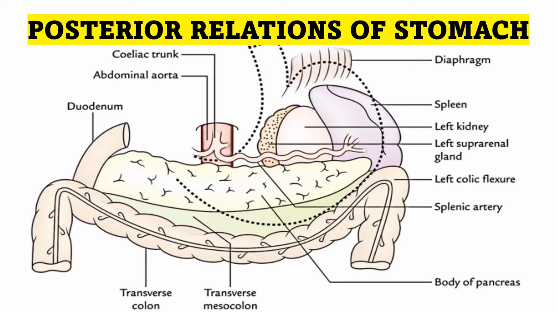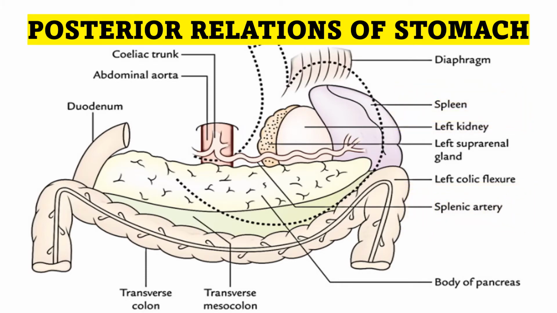Posterior relations of stomach. The posterior inferior surface is related to a number of structures on the posterior abdominal wall, which jointly create the stomach bed. These structures are diaphragm, left kidney, left suprarenal gland, pancreas, transverse mesocolon, left colic flexure, also known as splenic flexure of colon, splenic artery, and spleen.